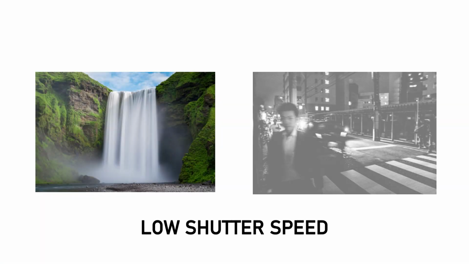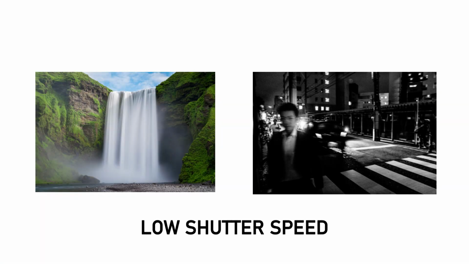On the other hand, a slow shutter speed will introduce a motion blur to your image. This will give your image a smooth feel, especially when you're shooting a waterfall, or that blurry effect whenever you're taking nighttime pictures.